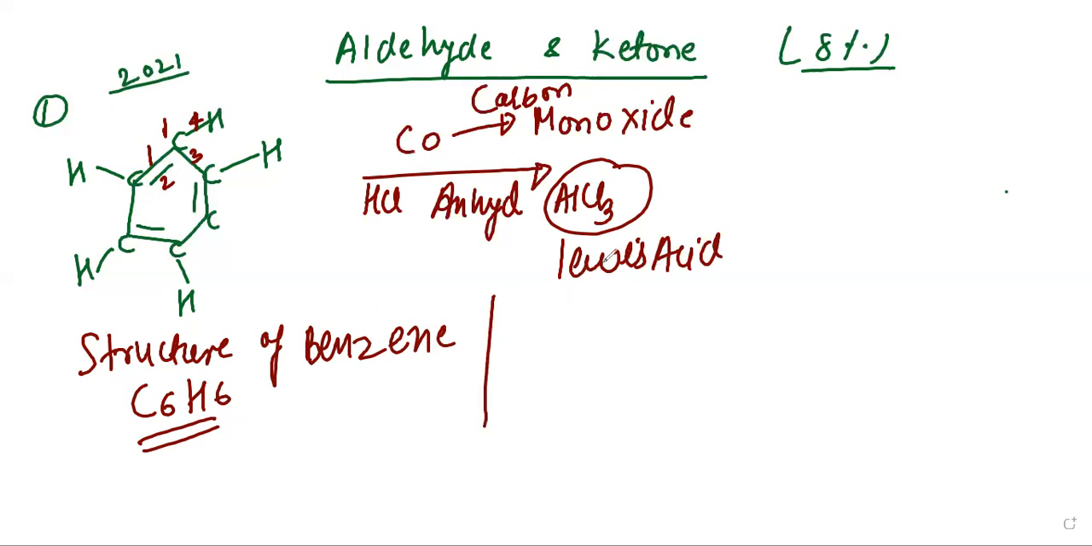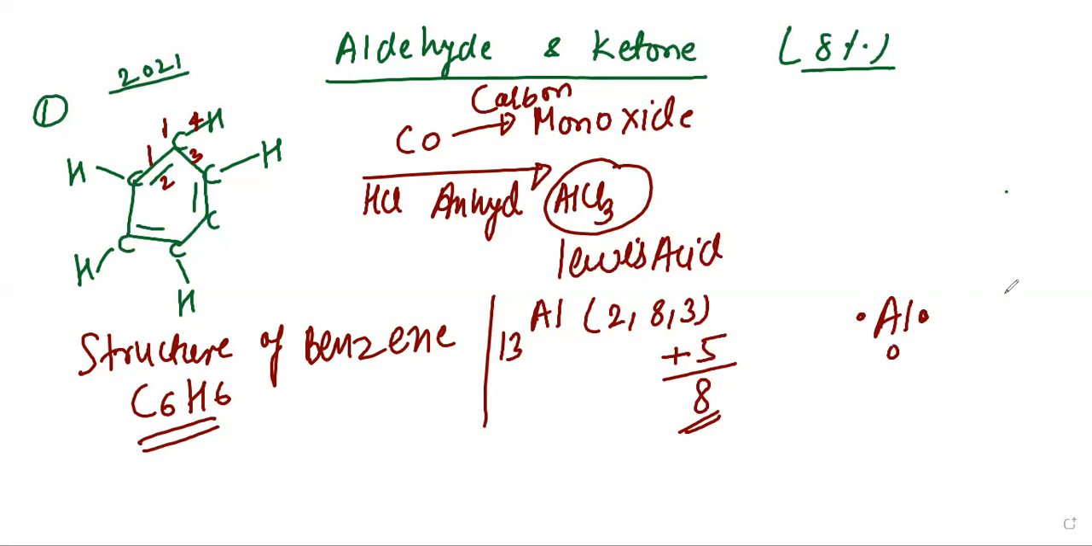Why is it called a Lewis acid? I will explain for you. Aluminum has atomic number 13, so its electronic distribution will be 2, 8, 3. In the last orbit, 3 electrons are there, but it needs 5 more electrons to complete its octet. But aluminum has only 3 electrons, so it will share them with chlorine. Chlorine has atomic number 17, so its electronic distribution will be 2, 8, 7. So it needs only 1 electron to complete its octet.